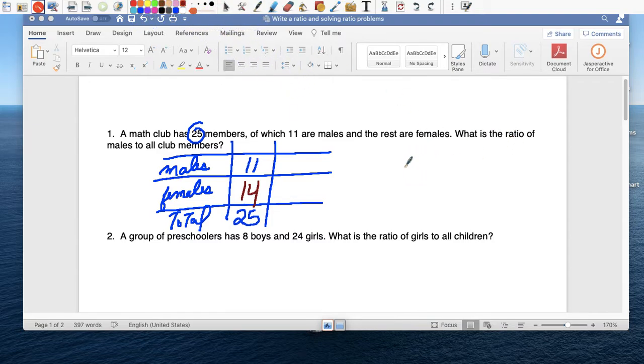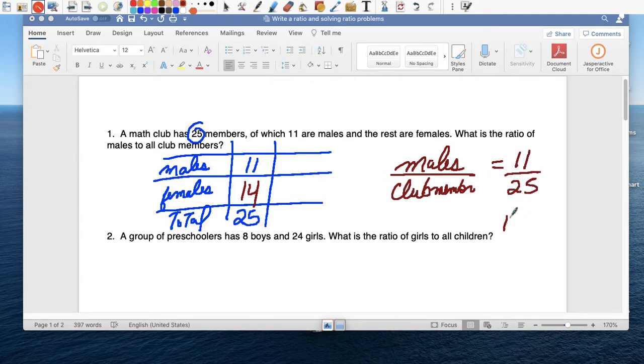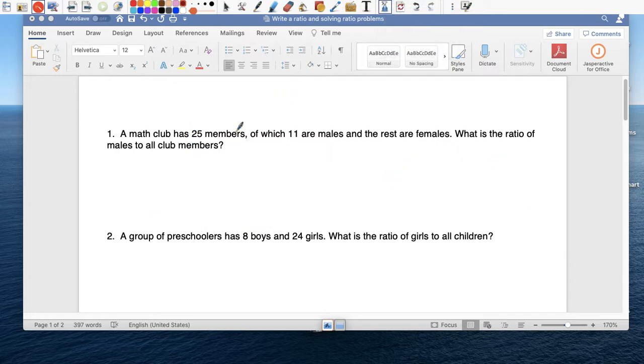We want to write a ratio of males to all club members. Oh, actually, pretty sure that's supposed to say females. But anyways, males. So the ratio is 11 to how many club members? 25. So 11 to 25, 11 colon 25. To be honest, we didn't even need a table for this question, but that's okay.